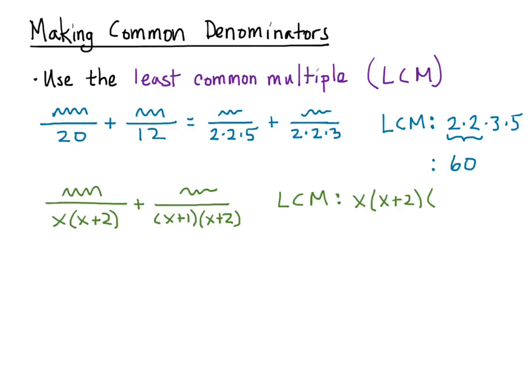Now the same thing applies when you have polynomials in the denominator. Here we have x times x plus 2, and here we have x plus 1 times x plus 2. We only use the x plus 2 once, since that's in common, and then the unique factors for each part are x and x plus 1. So your least common multiple is going to be those three terms.